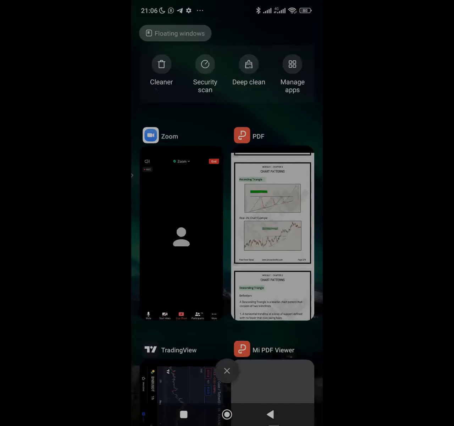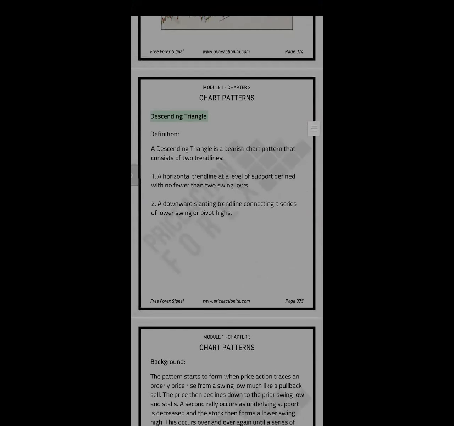Okay, let's continue. Now the next pattern we have here is a descending triangle. Just like the name implies, descending. You use it to identify a downtrend or when to sell or short the market. So the first one, it's very simple. It's just like vice versa. When you turn the ascending structure upside down, that's how the descending structure looks like.